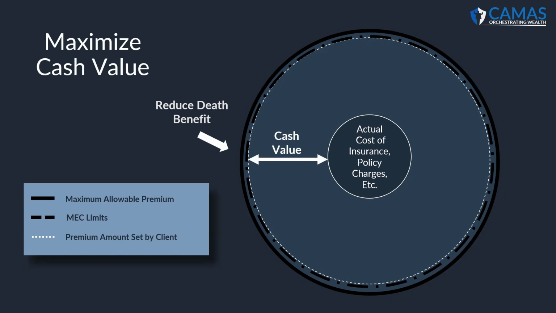Now, when we start looking at reducing that to a max cash value, so maximum cash value means we want to stay minimum non-MEC design on the policy. Well, that's great because now we're reducing those costs, and mortality cost is by far and away the biggest cost of the insurance policy. So if we can reduce that death benefit down, we're going to be able to maximize our cash growth.